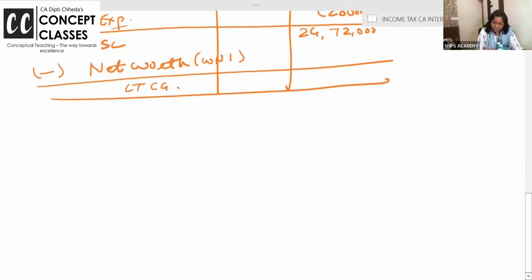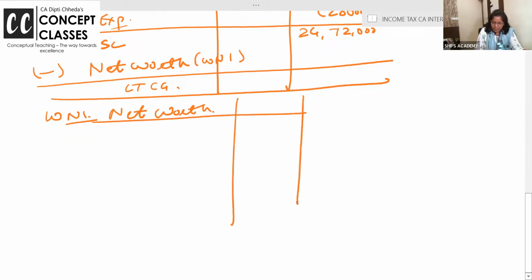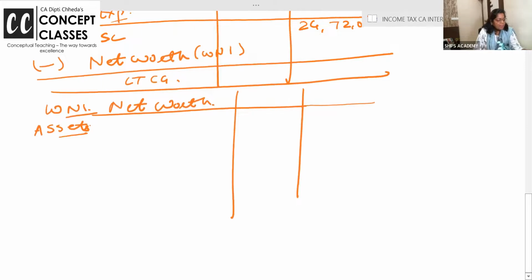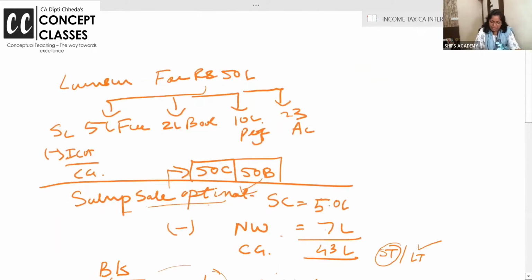No hassle of saying we purchased then, what was the index then, now it is this, and all the confusion. No. Now, working note 1. Net worth. How do I calculate? Take assets, dear students. Make two columns. Take assets. Pick up the figure. First asset, which one I will take?